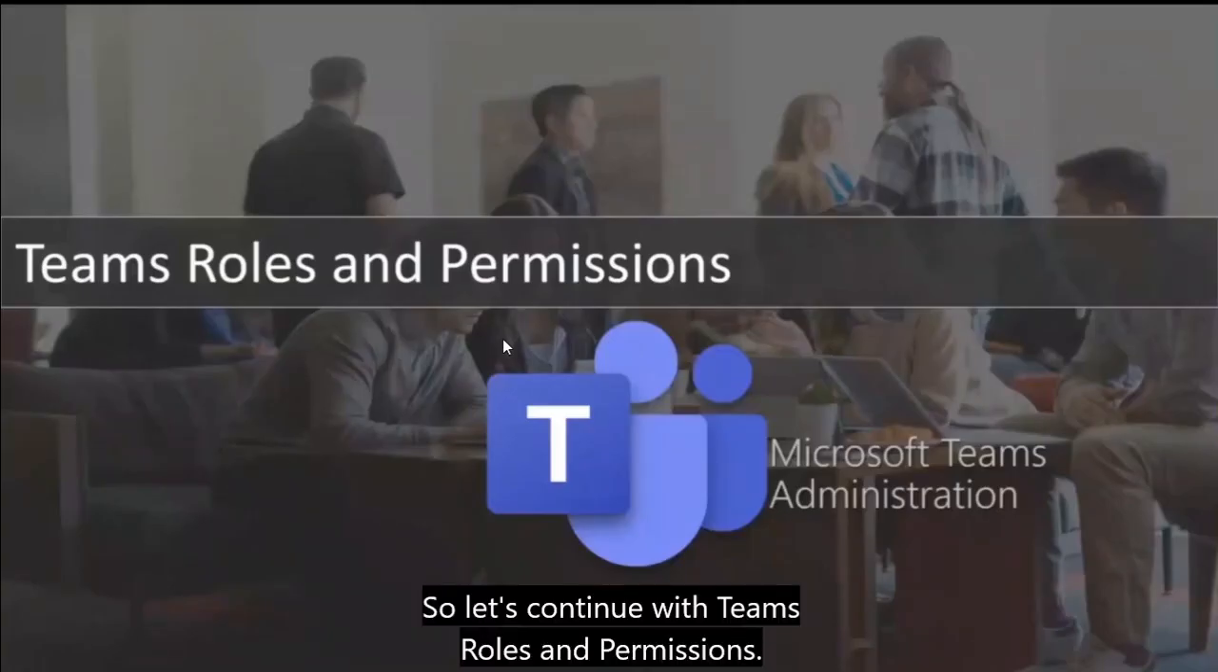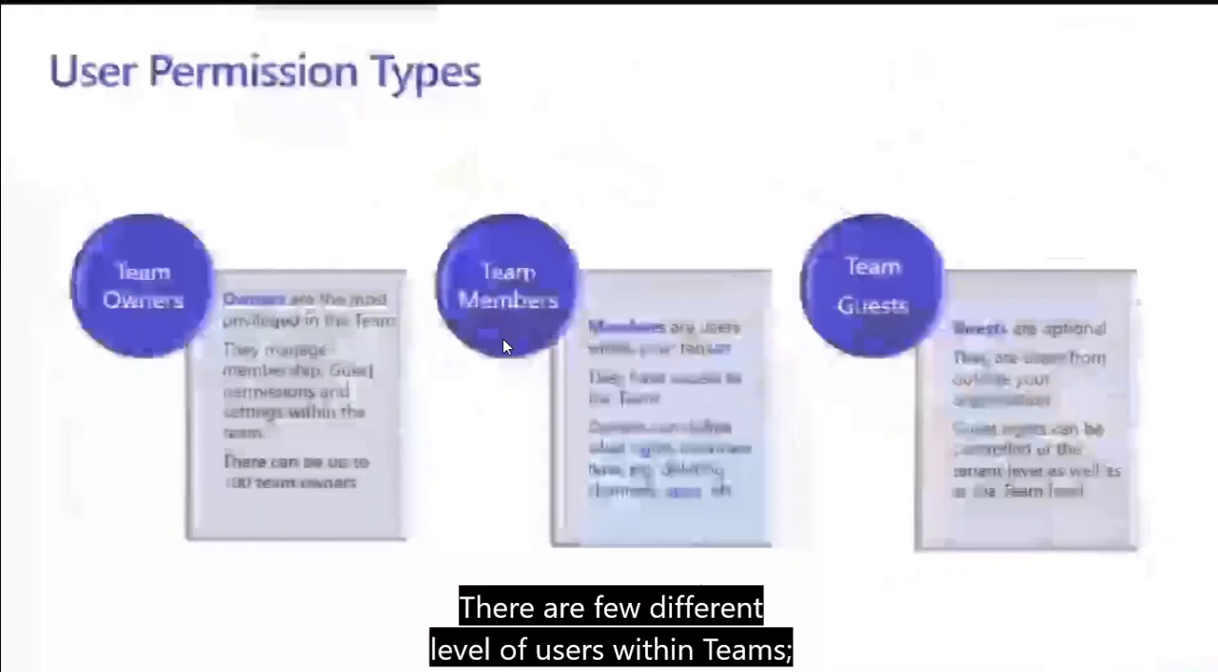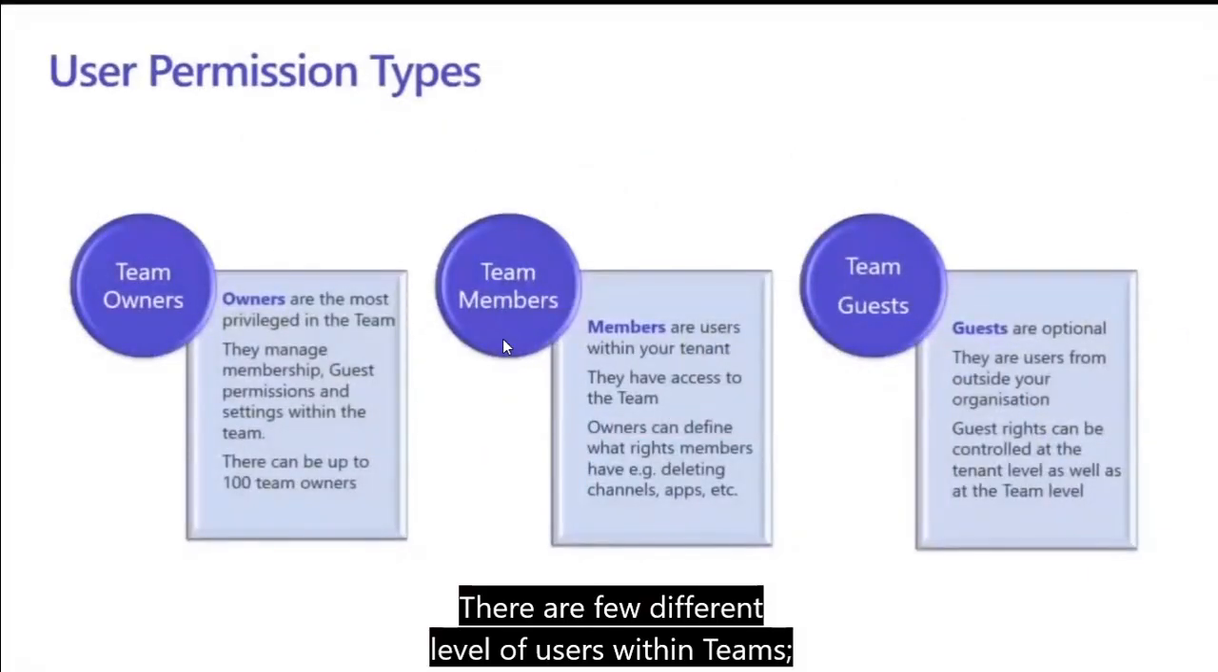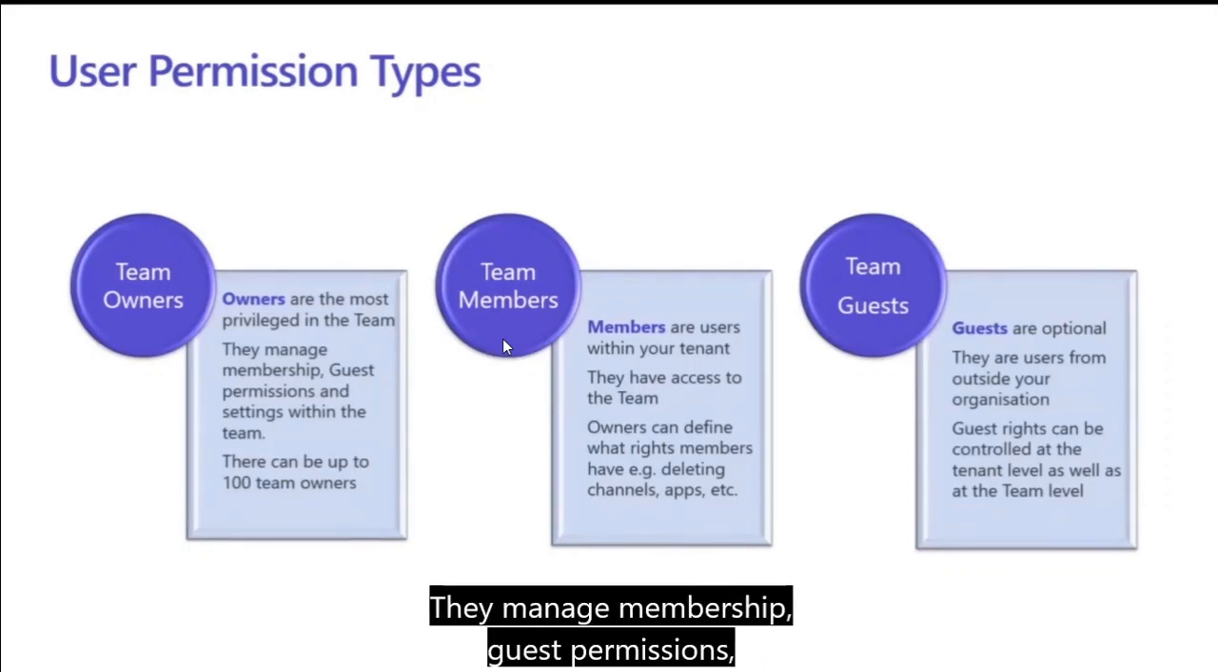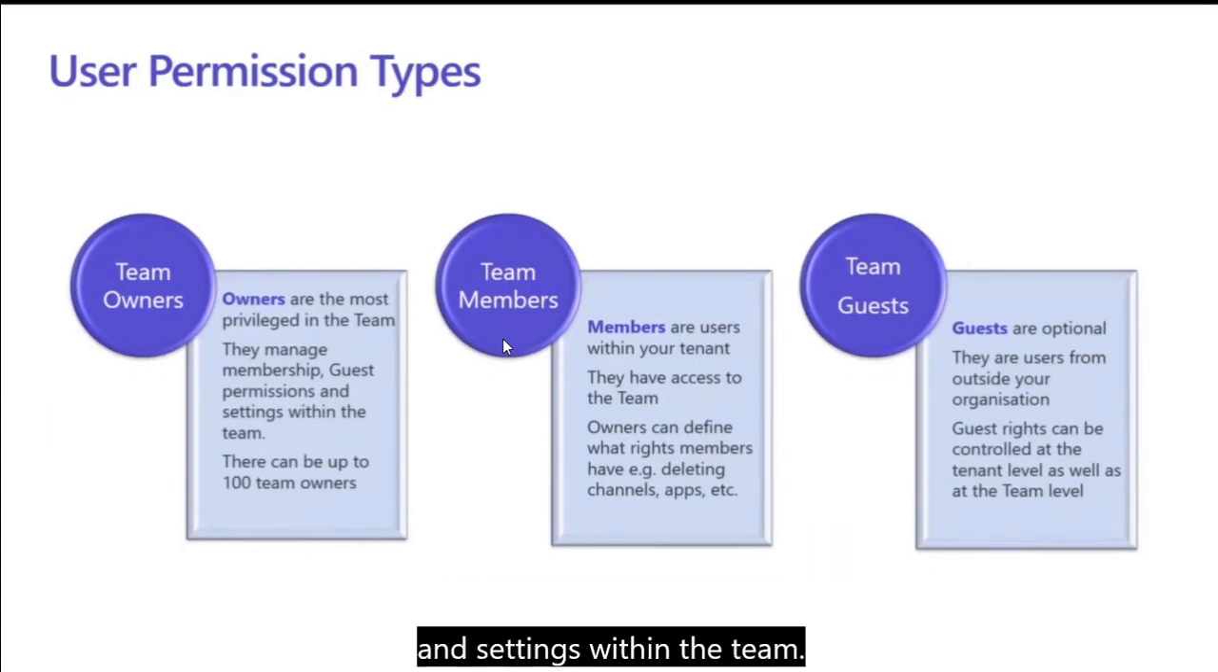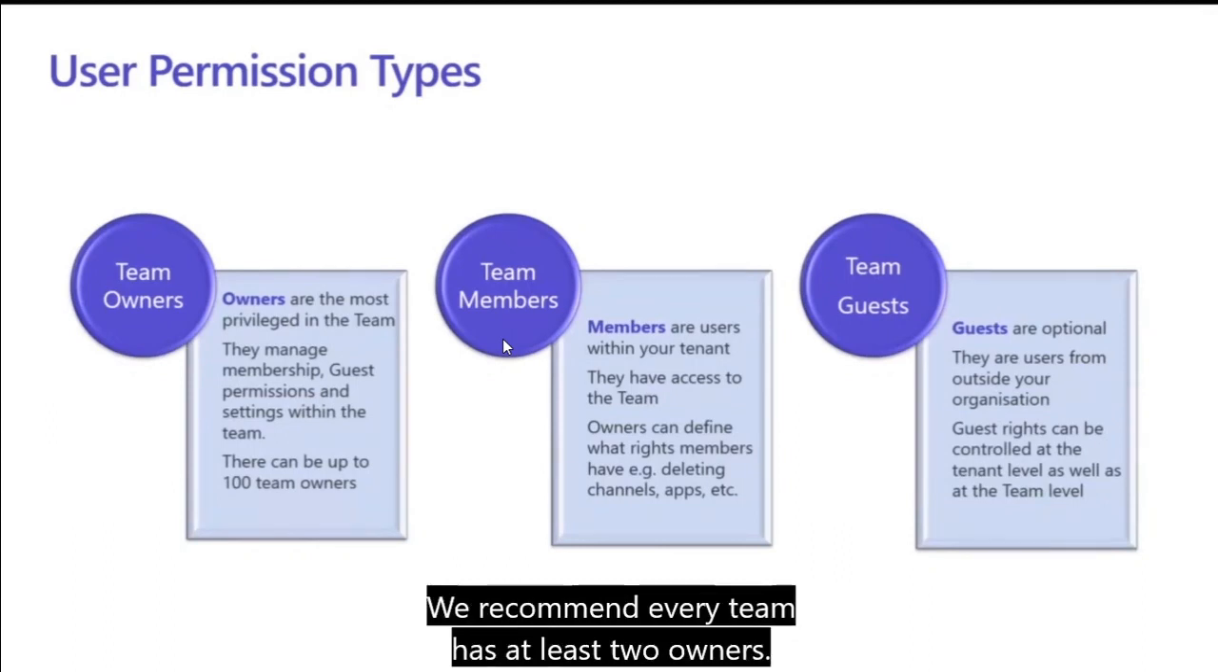Okay, so let's continue with Teams roles and permissions. There are 3 different levels of users within Teams: Teams owners, Teams members, and Teams guests. Teams owners are the most privileged in the team. They manage membership, guest permissions, and settings within the team. We recommend every team has at least 2 owners, and there can be up to 100 team owners per team.